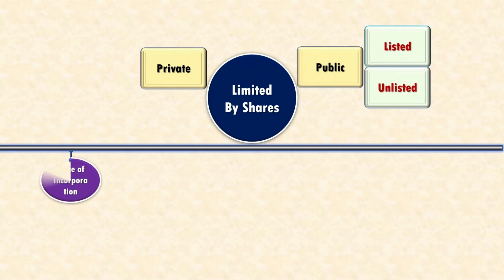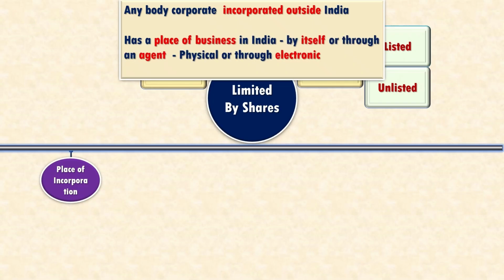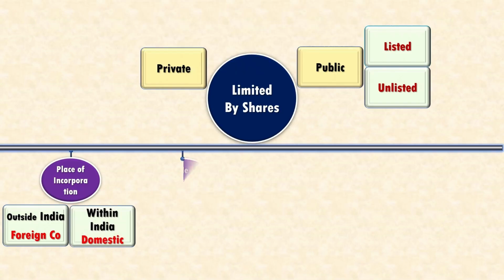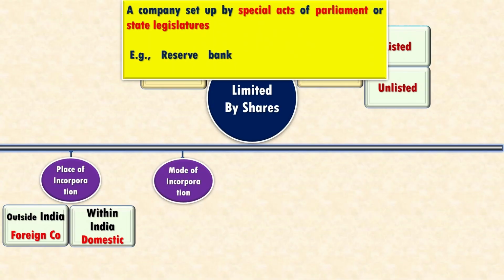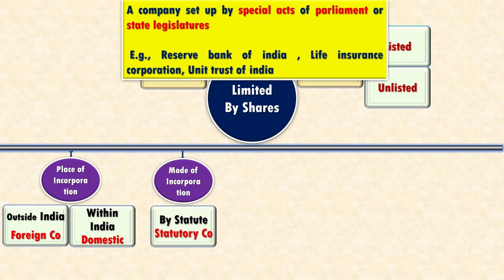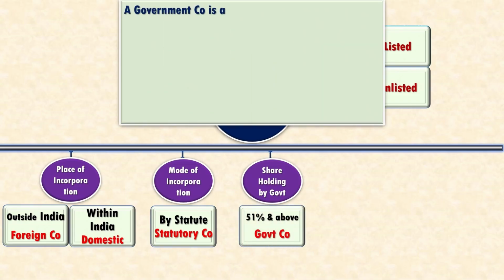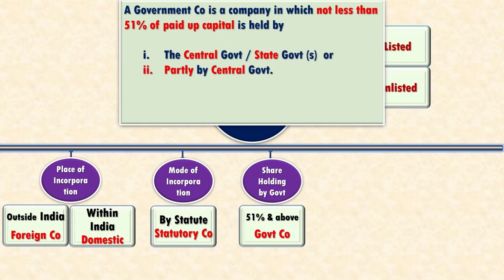A company may operate in India, but it might have been incorporated outside the country. Such a company is called a foreign company, and its Indian counterpart is known as a domestic company. Some companies come into being by way of legislation passed in the legislature or in the parliament, and they are known as statutory companies. There are companies where 51% or more of the shares are held by either the central government or state government or a combination of them, or any company floated by them. Such a company is called a government company.